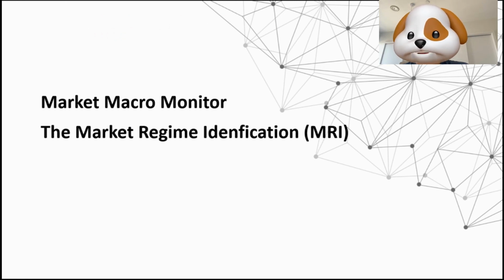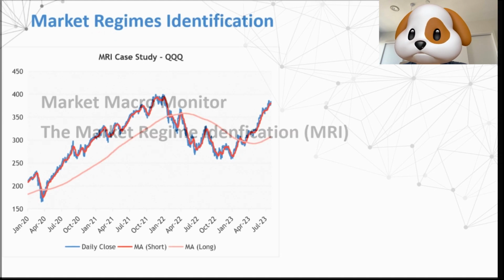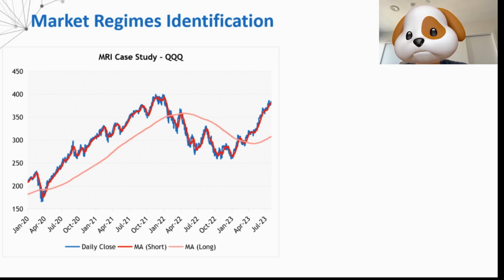Let's firstly take a look at the macro tool, the MRI, and here we use the Nasdaq 100 ETF, QQQ, as an example, because it is one of the most popular broad market ETFs being traded across the world. In the chart, we plotted the short-term and long-term moving average lines of the ETF first. In our case, we just choose the short term as 10 days while the long term as 200 days. However, the numbers here don't really matter as long as one is short term and another one is long term.